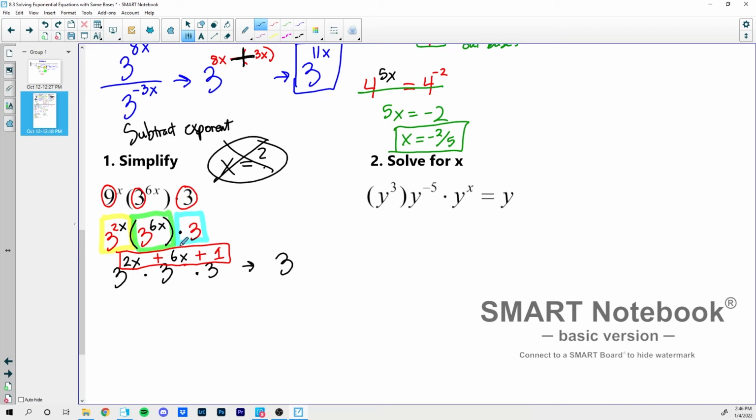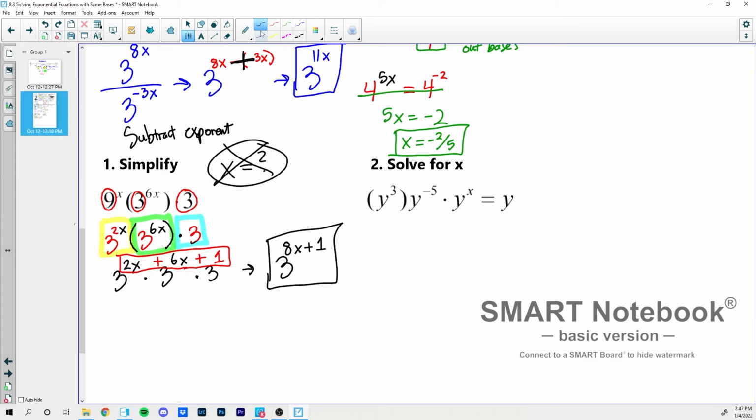So 2x plus 6x, I get 8x, plus 1, I just get that plus 1 at the end, because the 1 and the 8x can't combine together because they're not like terms, okay? So I get 8x plus 1. And that would be my final answer. So I simplified it down as much as I possibly could.